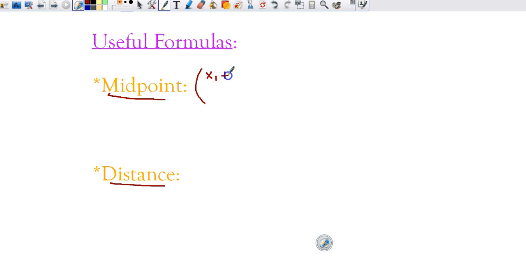So the midpoint is x1 plus x2 over 2, comma y1 plus y2 over 2. Remember, that's a coordinate, and it's the average of the x's and the average of the y's. We use this to get the center.